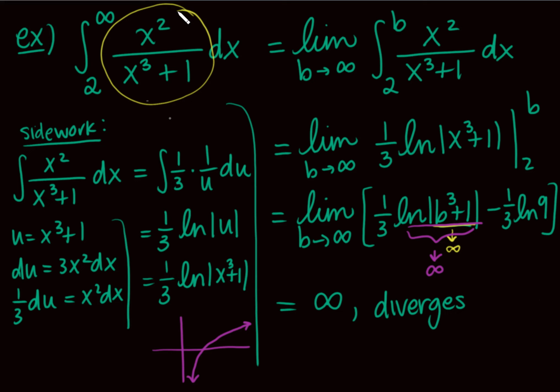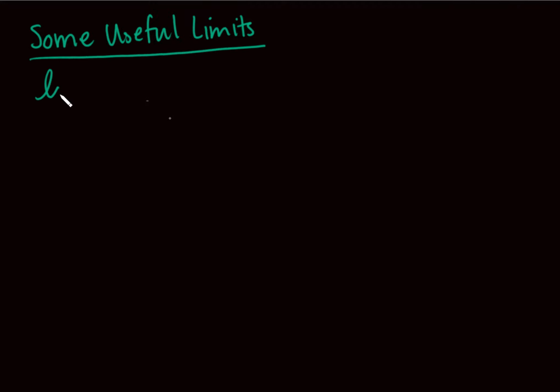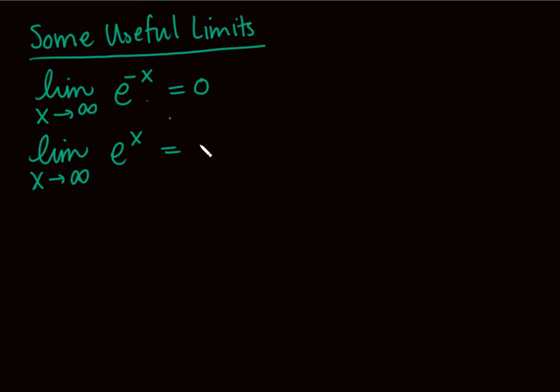A couple things really quick about limits. Some useful limits. I just want to write down some useful limits that you might need as you work your homework. We kind of saw this one already. Now you'll have b's or a's or whatever in here, but we saw e to the negative x. This goes to 0, right? Because e to the negative x is 1 over e to the x. The limit of just e to the x is going to be infinity.